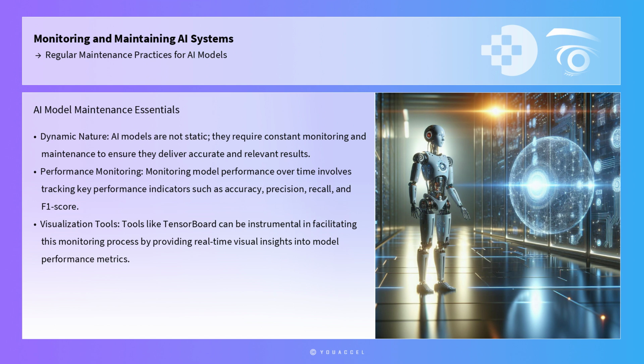AI models are not static. They require constant monitoring and maintenance to ensure they continue to deliver accurate and relevant results. One fundamental aspect of AI model maintenance is monitoring model performance over time. This involves tracking key performance indicators such as accuracy, precision, recall, and F1 score. Tools like TensorBoard, an open-source visualization toolkit for TensorFlow, can be instrumental in facilitating this monitoring process by providing real-time visual insights into model performance metrics.